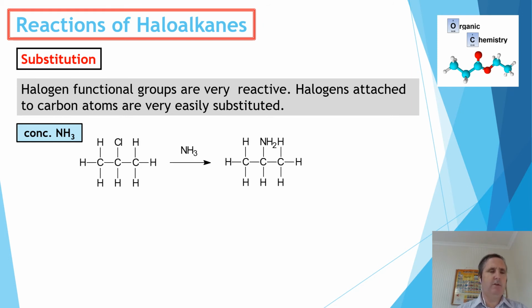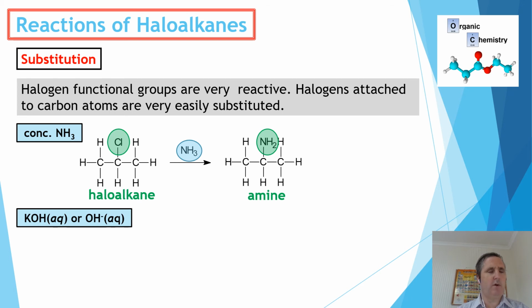What happens here is the halogen functional group is replaced by an amine group. The ammonia loses a hydrogen to become an amine, NH2, and that attaches where the halogen was attached. So it's a substitution reaction. You'll notice here that there's a chlorine and a hydrogen unaccounted for, so that will produce hydrochloric acid as a byproduct.